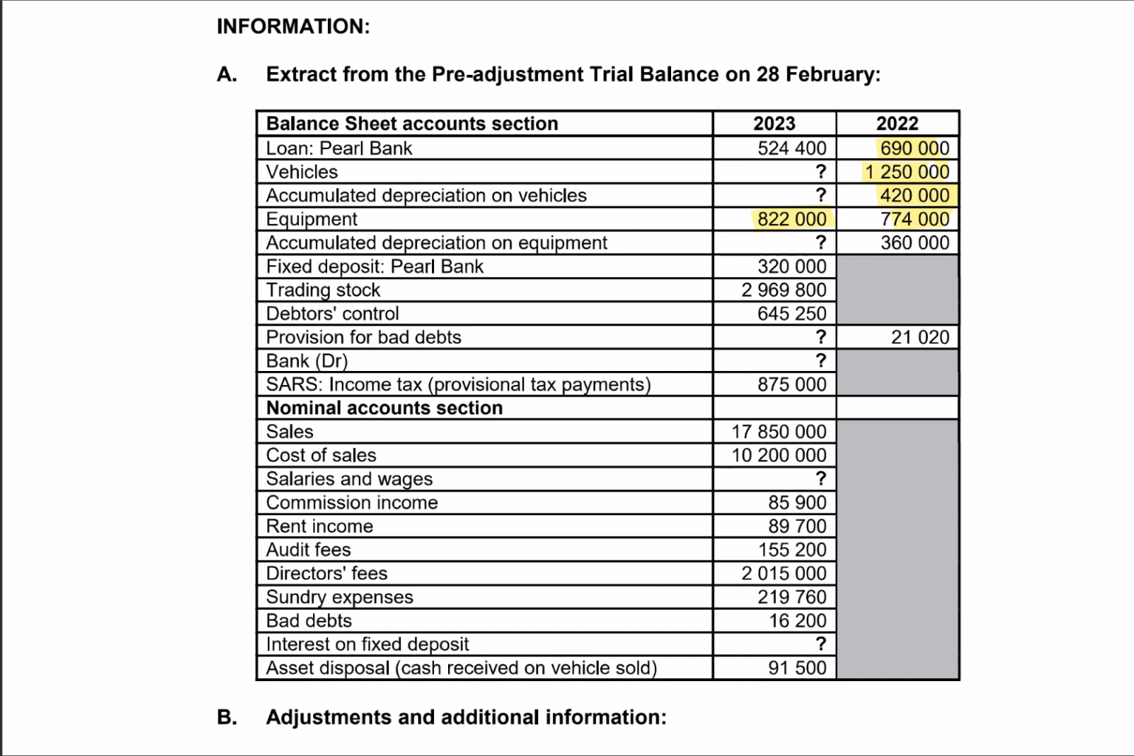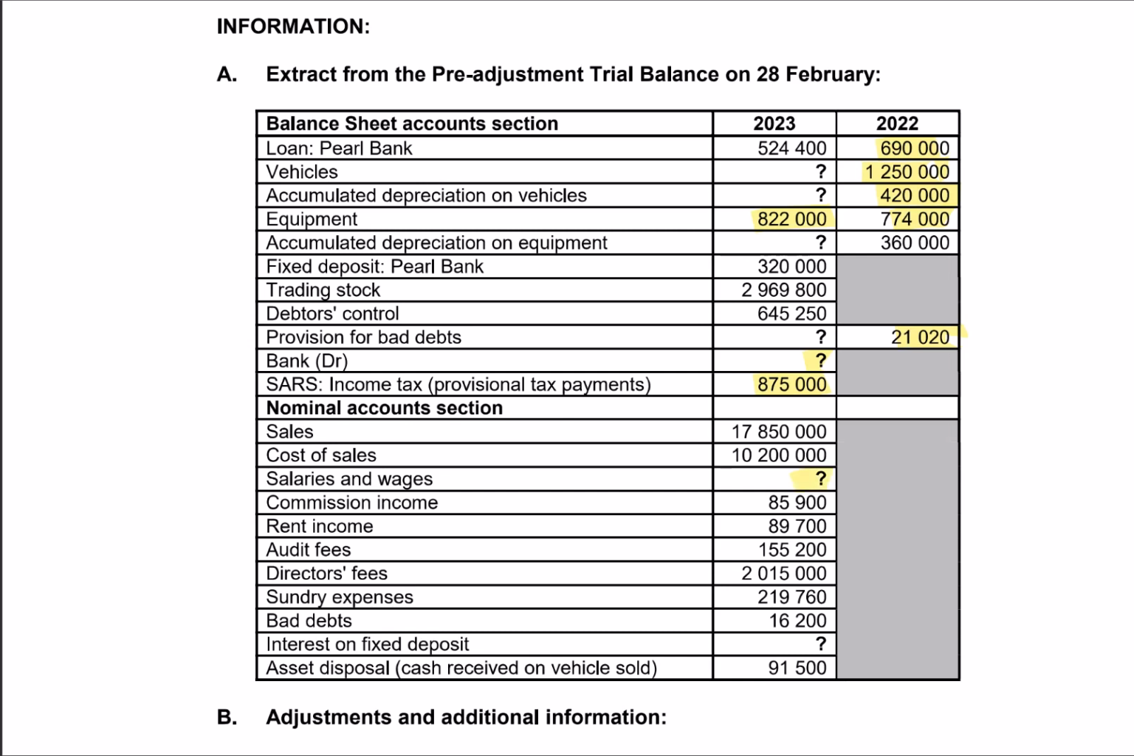Then fixed deposit per bank 320,000. Then trading stock 2,669,800. Debtors control 645,000. Provision for bad debts, you're only given the opening. Then bank debit balance. If it's a debit balance, it's an asset. Then SARS income tax provisional payments. So these are provisional payments. Then sales 17,850,000. Cost of sales 10,200,000. Salaries and wages, the question mark.